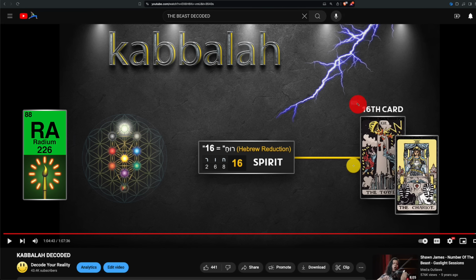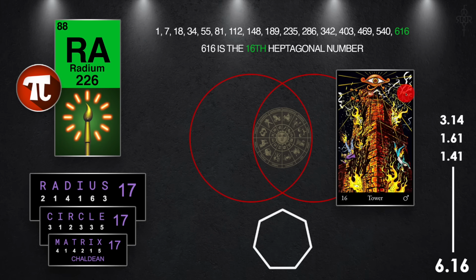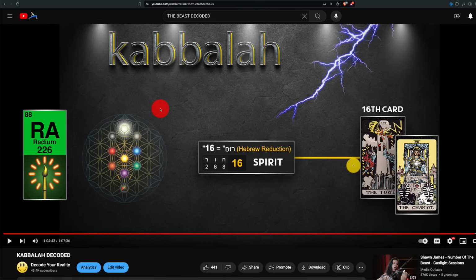So you can see it's like the lightning, right? The lightning coming out of the phallus, representing ejaculation, spiritual, and it representing the flash of creation. And this 16 is tied to the Tower card, folks. And the 16 numbers that make up the heptagonal line. Absolutely fascinating. So Ra reduces down to the number 7.